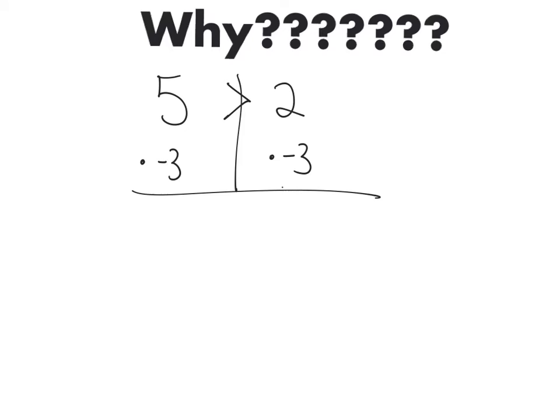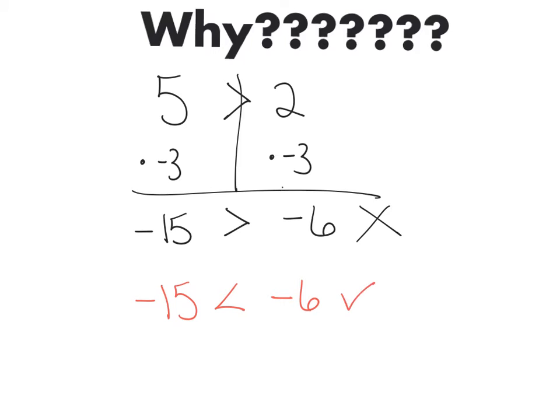Wait, what do you mean we flip the sign? I'm sure some of you are wondering why this works, so let's try it with some basic numbers. I can say that 5 is greater than 2. We know this is true. But what happens if I multiply them both by -3 to keep it balanced? Because what I do to one side, I have to do to the other. Well, this now is -15, and this becomes -6. And if I put the greater than sign there, it is no longer a true statement. So this is why we flip the symbol to make it a true statement, because -15 is less than -6.